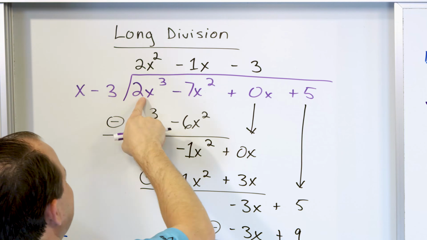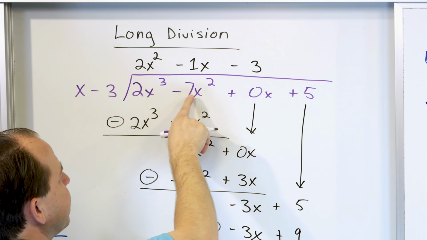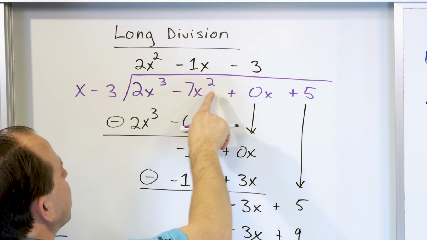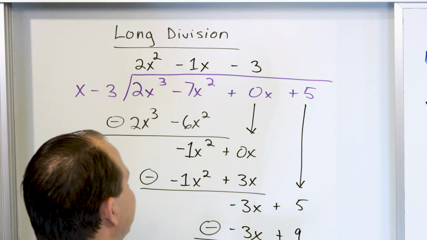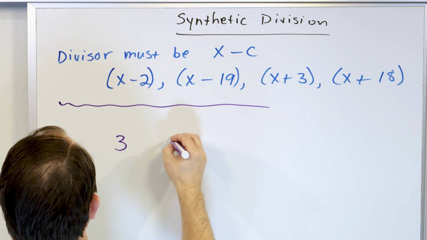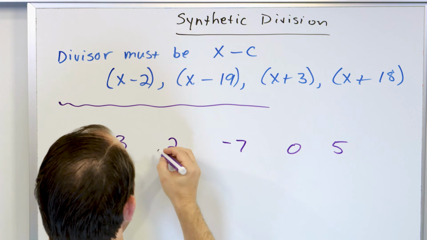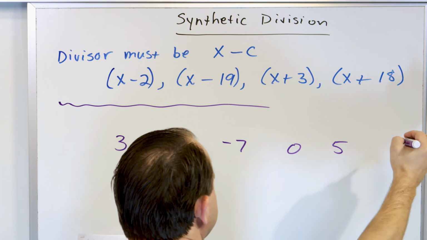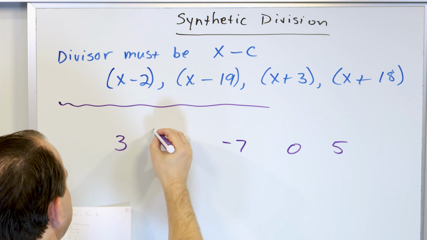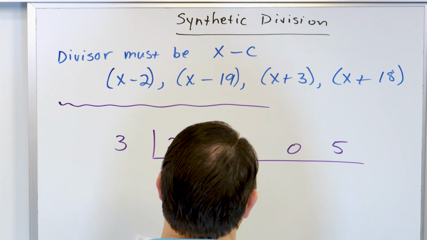And then everything on the inside that you're dividing by, you write all the numbers down, right? But you don't write these variables now. So the 2, the negative 7, the 0, and the 5. And then instead of doing a traditional division bar, you kind of go upside down and write it upside down. You'll see why in just a minute.